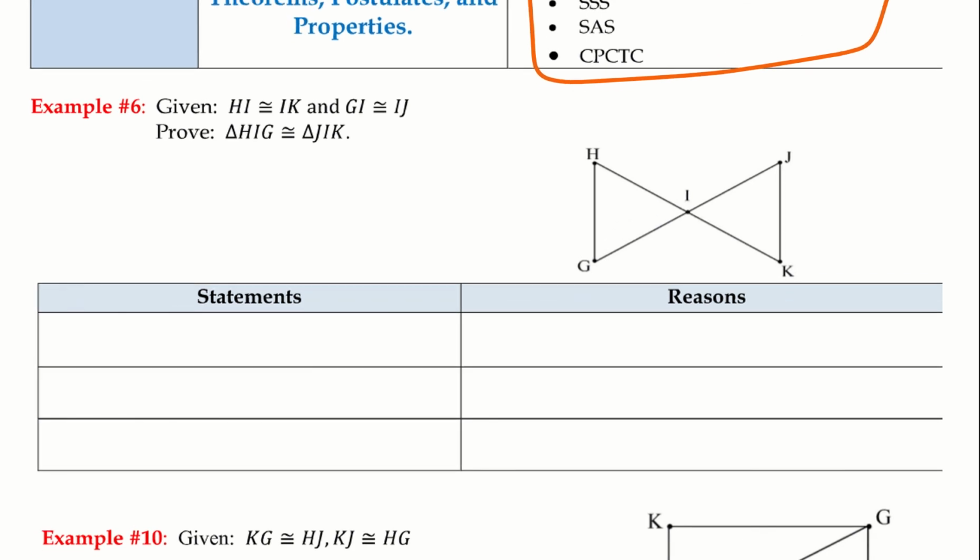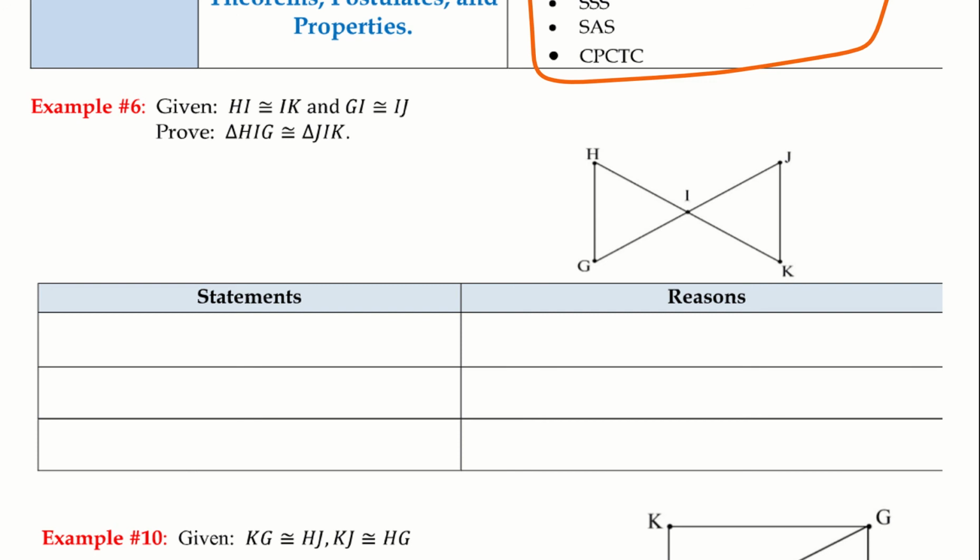So let's go ahead and try example 6. In example 6, we are given that HI is congruent to IK and GI is congruent to IJ, and we want to prove that triangle HIG is congruent to triangle JIK.